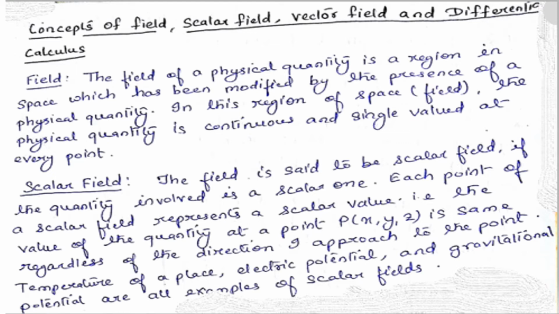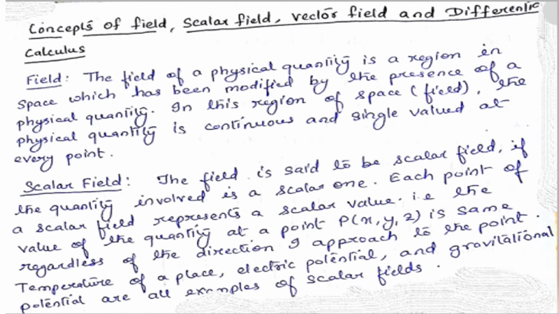You are talking about the field. Within that field, we are taking different points. At the different points, the value of the electric potential is different. This is what you will have to take care of. Clear to all the students? So the temperature of a place, electric potential, gravitational potential, all these are examples of what we call a scalar field. I hope the scalar field is clear to you.